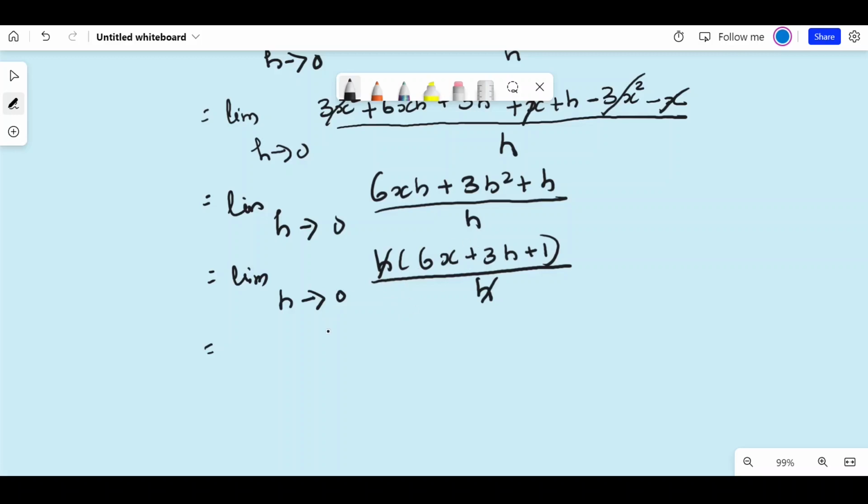Now from what is remaining, okay, let me write one more step to show you. What's remaining here is 6x plus 3h plus 1.